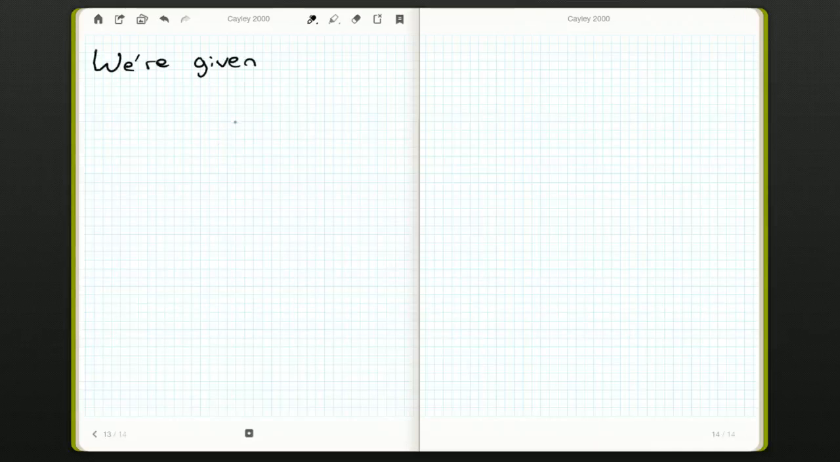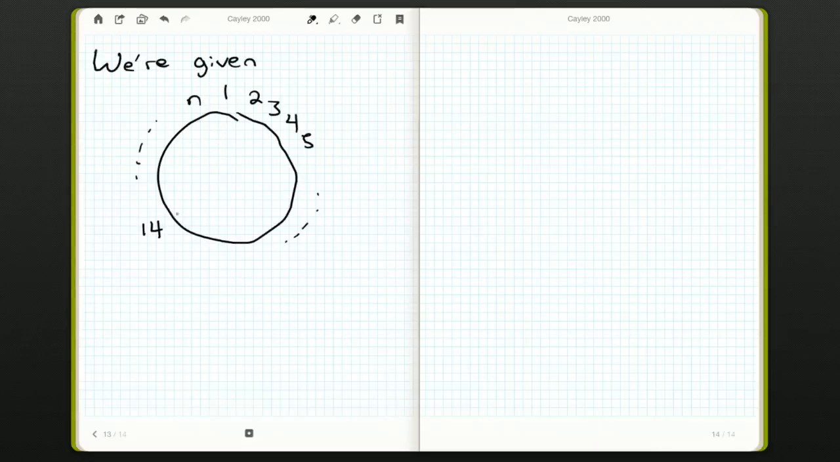So the information we're given is we're given a circle, and it goes 1, 2, 3, 4, 5, and it just keeps going around and around, and then it goes all the way up to n. But we know 14 is opposite 5. This is information we are given. 13, 15.